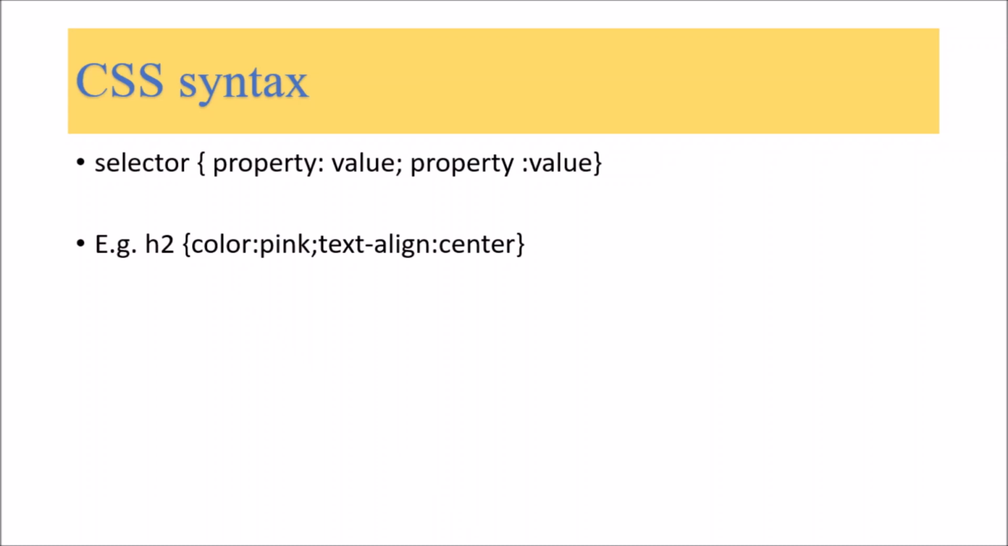Now for example, h2 is a selector, meaning it is an HTML tag, and we want the color as pink. So the property is color, the value is pink. Now if I want to align the text, then text-align is a property and center is the value. In a similar way you can assign the CSS for the particular element.